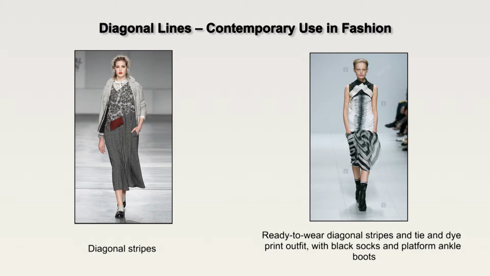What we see here is an outfit from Rick Owens ready to wear spring summer collection. It has a combination of diagonal stripes in flimsy fabric, a tie and dye printed outfit with black socks and platform ankle boots. Please note that the flimsy fabric has been used to drape the skirt in different interesting ways, giving the stripe an interesting look.